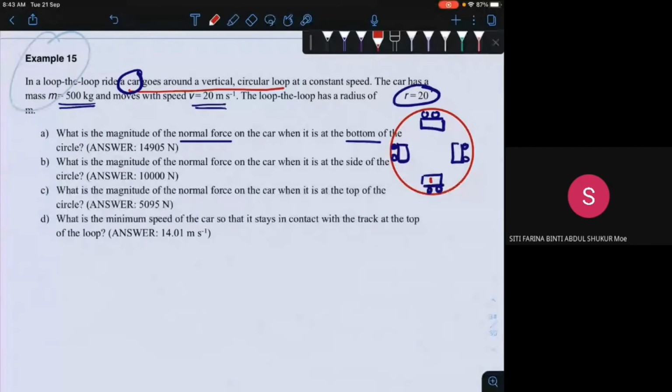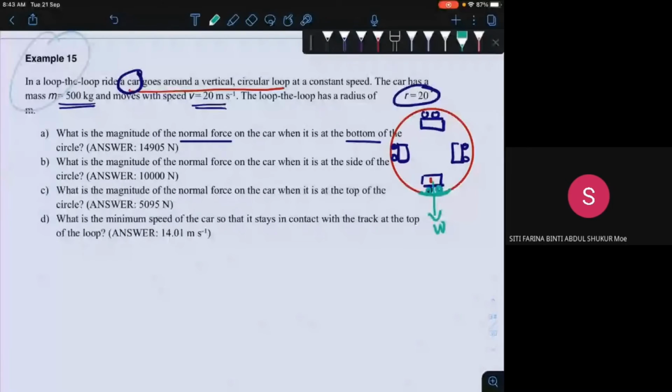Okay, when you're at the bottom, dia tanya apa normal force. Okay, you have to first identify the forces that you have in the bottom dekat sini. Bila awak berada dekat bottom, awak akan ada weight ke bawah. Obviously, setiap benda yang ada mass akan ada weight ke bawah. And then, kereta kamu, tayar dia tengah sentuh this track. So, these two are touching. So, the track is going to exert a normal force on the car. So, kita akan ada normal force ke atas. This is your normal force. So, at the bottom, kamu akan ada normal force ke atas, weight ke bawah.